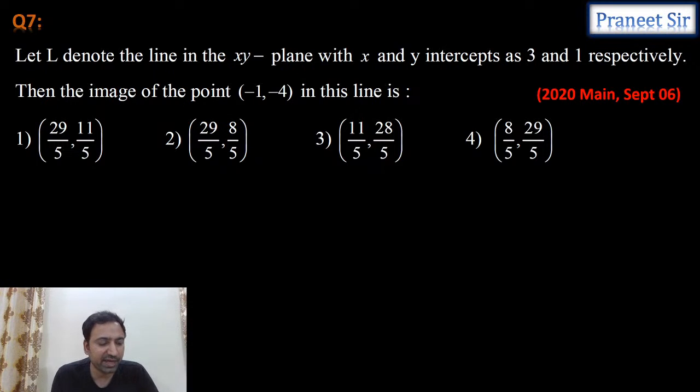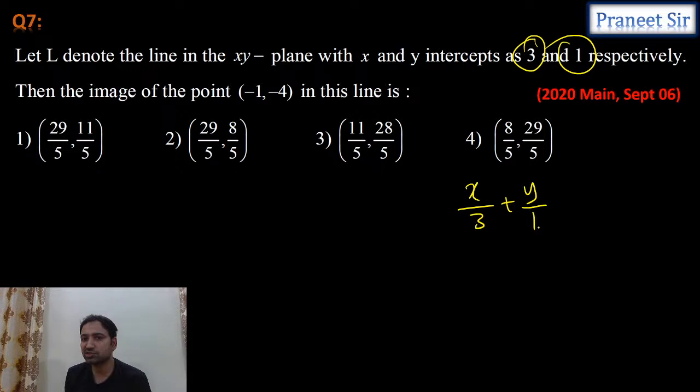Yeah, this is the next question we have. L denotes the line in the xy plane with x and y intercept. So guys, the x intercept is given and the y intercept is given. So in that case, can I calculate the line equation? Isn't it x by 3 plus y by 1 is equal to 1? Intercept form of a straight line.